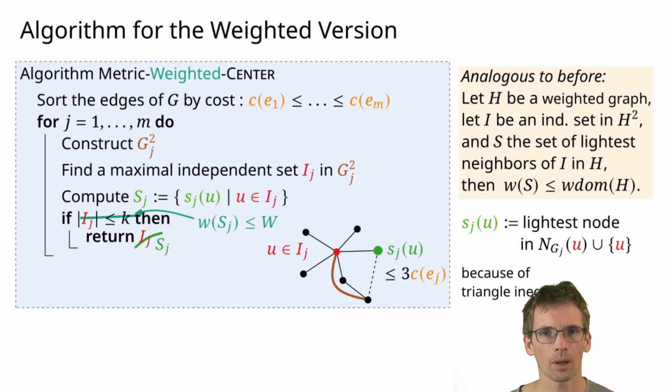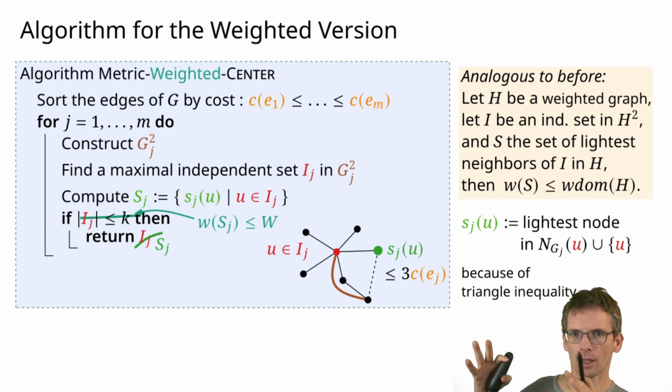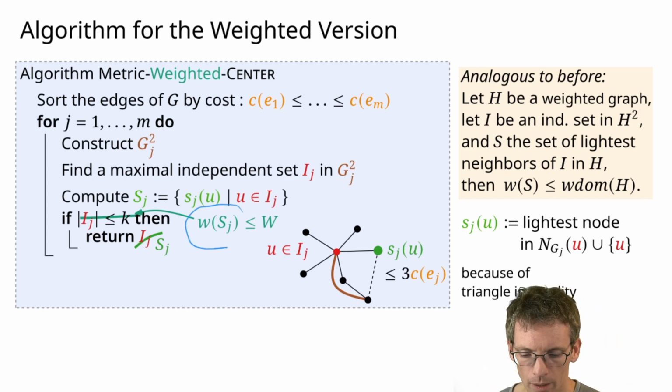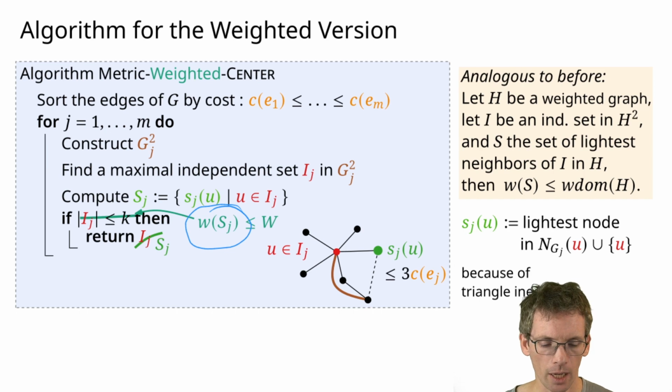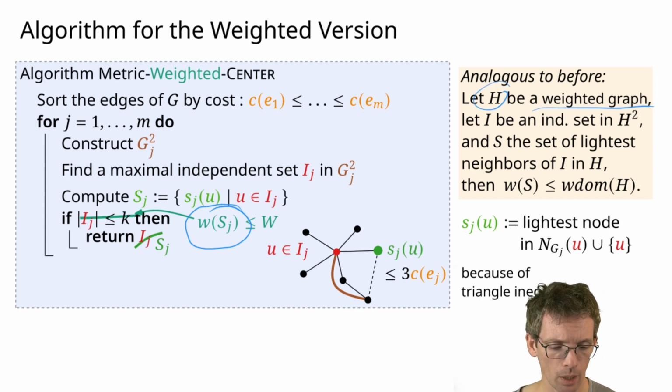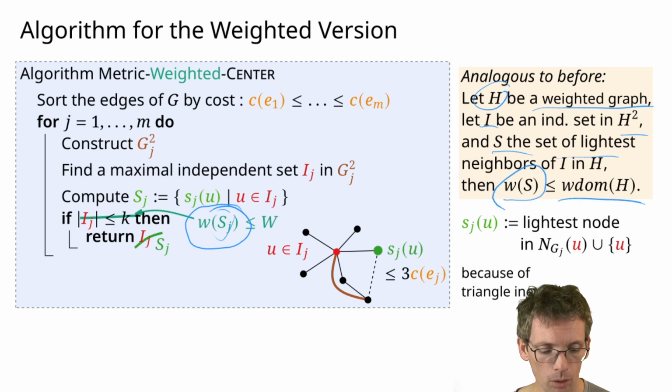So now we just need a lower bound, and this is very similar to what we had previously. Instead of having to set the size of an independent set in relation to the size of any dominating set, we have to set the weight of Sj in relation to the minimum weight of a dominating set. So let's say H is a weighted graph, so the vertices are weighted. I is an independent set in the square. S is a set of lightest neighbors of the vertices in I. So this is exactly my Sj here. Then the weight of S is smaller or equal to the smallest weight of a dominating set of H.